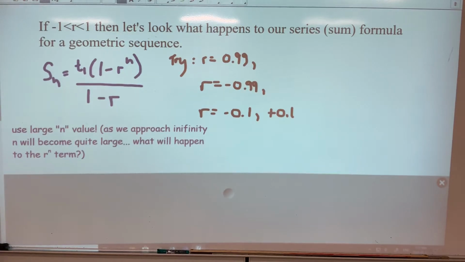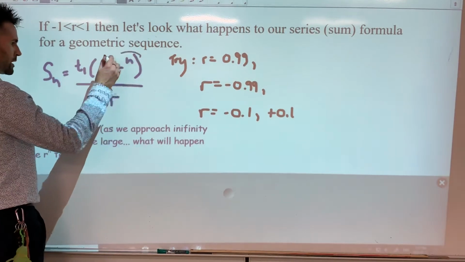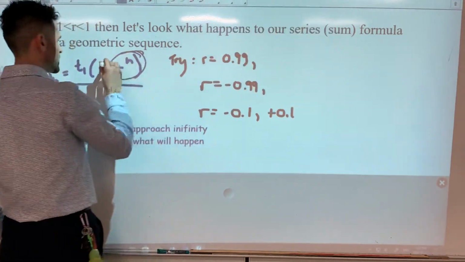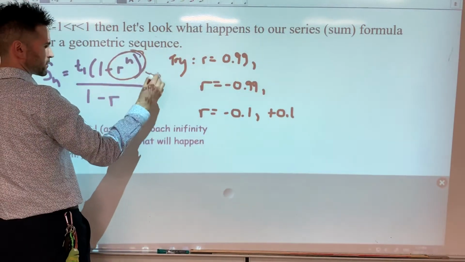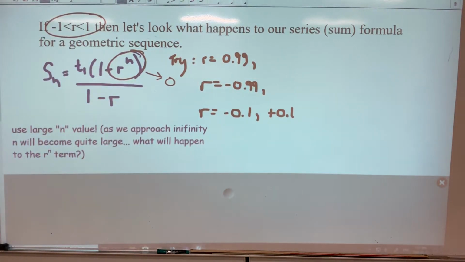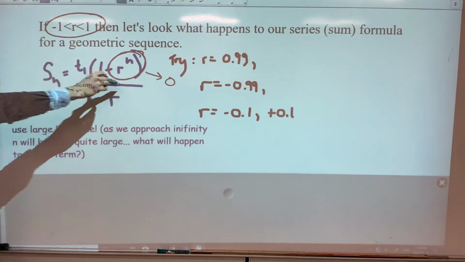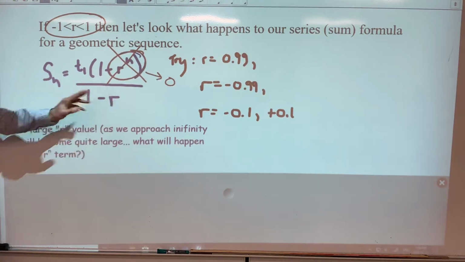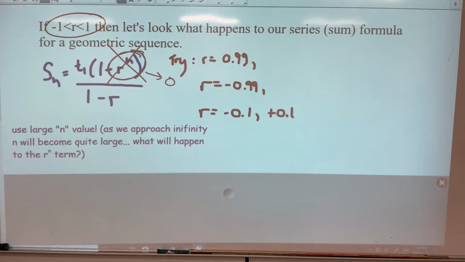Basically what starts happening is this part of the formula actually becomes 0, as long as your R value is between -1 and 1, not inclusive. So if you have a decimal R value that is bigger than -1 but smaller than 1, this part of the formula goes away. Alright? So then the sum to infinity is t1 divided by 1 minus r. And that's where our formula comes from.